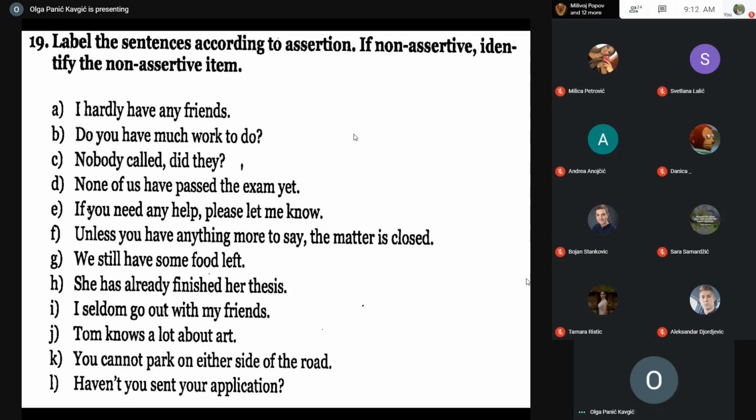Thank you. Do you have much work to do? We will ask Jovana Davidovic. Can Jovana maybe hear us? If not, then Mila Jovic. Is that an assertive sentence? Well, if you look at it, do you have much work to do? Okay, is it a question or is it just a statement? What do you think? Do you have much work to do?